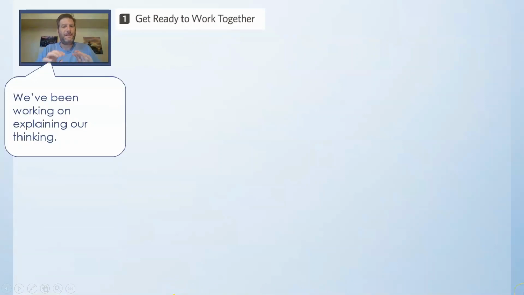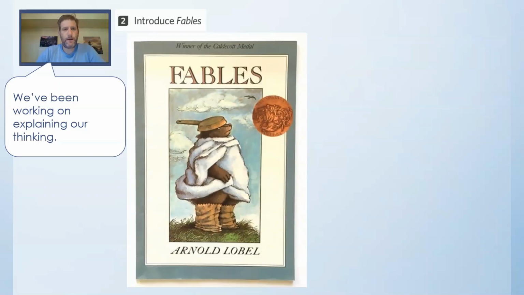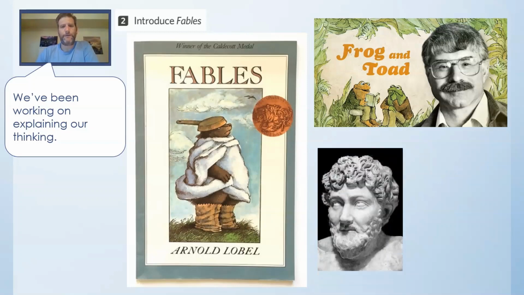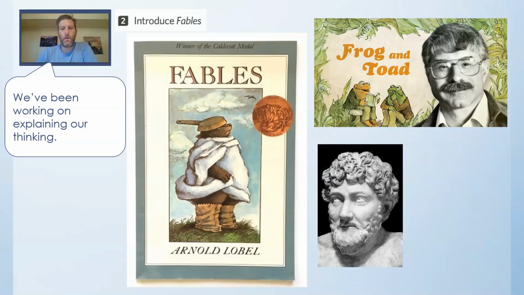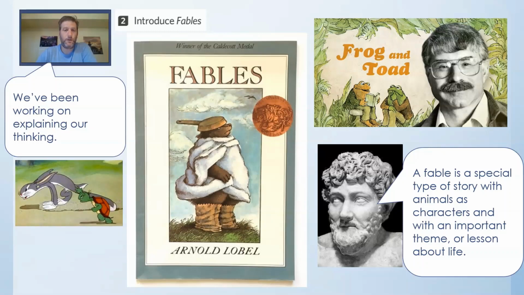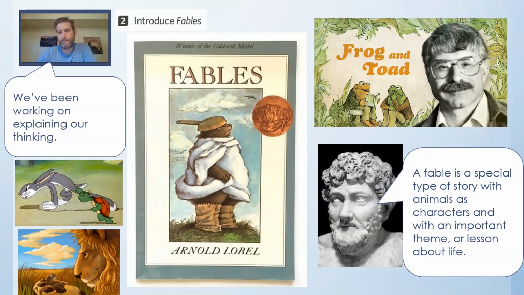Alright readers, as we're getting ready to work together today, I just want to remind you that we have been working on explaining our thinking, and we'll be doing the same this week with the book called Fables, written by Arnold Lobel, and you might know Arnold Lobel from the Frog and Toad series. So he's one of my favorite authors, and we'll be reading his Fables book. Now, fables were first popularized by Aesop, and a fable is a special type of story that uses animals as characters with an important theme or lesson about life. So you might know some fables such as the tortoise and the hare or the lion and the mouse.